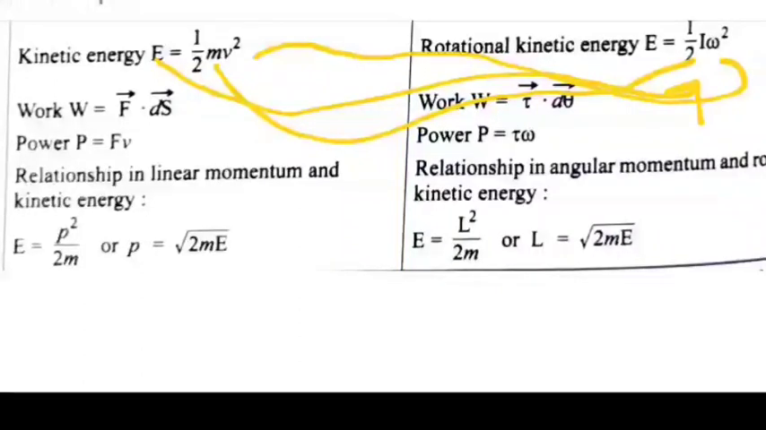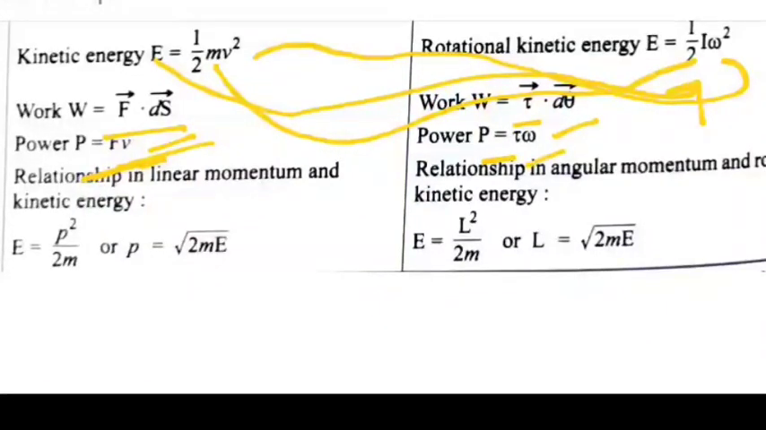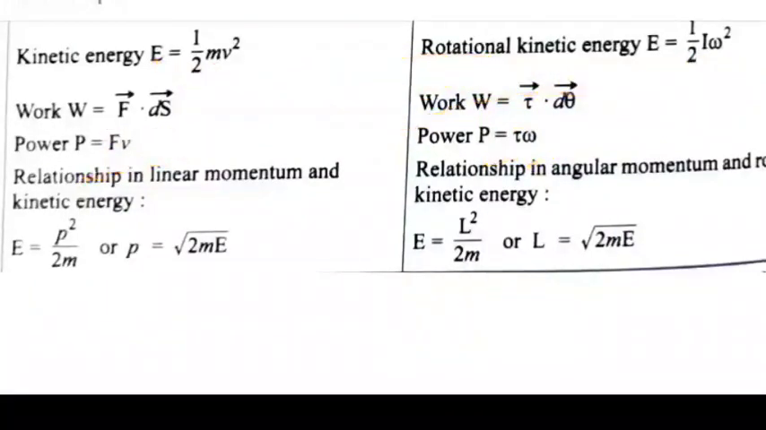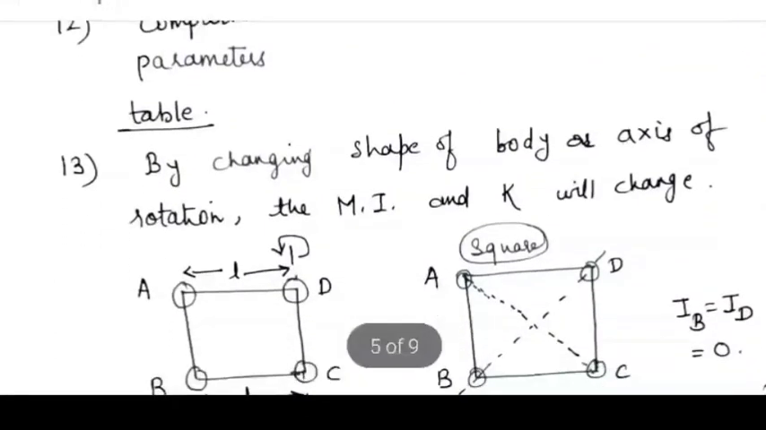Then work done is force into displacement. Work done over here: force is replaced by torque and displacement is replaced by angular displacement. Power is Fv, where F is replaced by torque, v is replaced by omega. Now total energy is P square upon 2m. Total energy is L square upon 2m. Next is the comparison in this table we have covered.